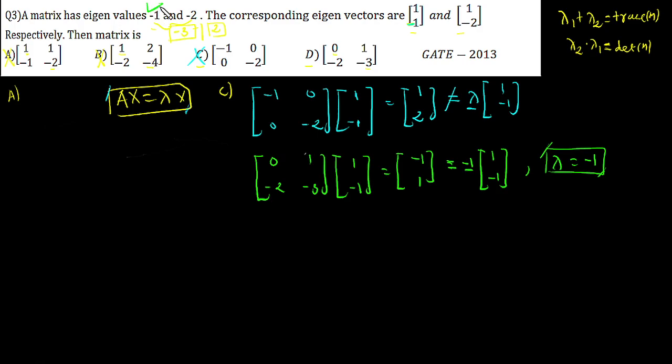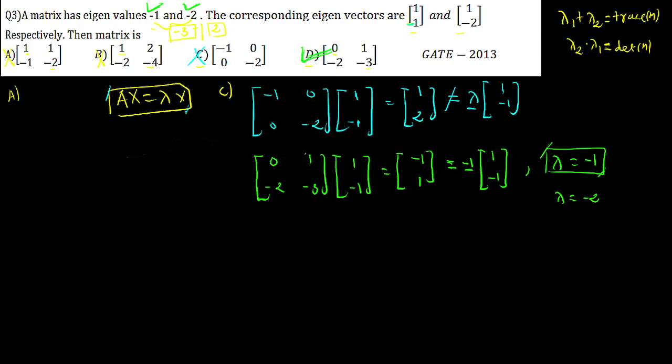Yes, it is the correct one. Now in the same way you can also check for this vector, and you are getting lambda is minus 2, and again it is the second eigenvalue. So now we can say option D is the correct matrix which has this set of eigenvalues and this set of eigenvectors. So with the help of this property, we can easily find the matrix with the help of the eigenvalues and eigenvectors.